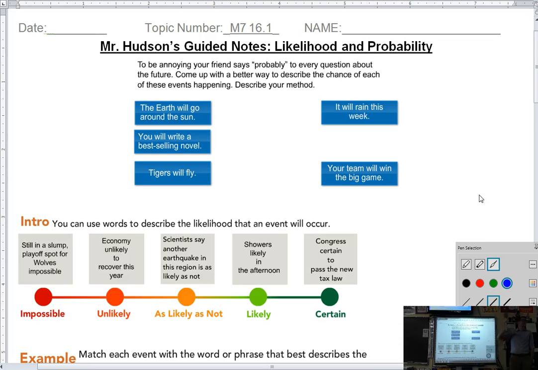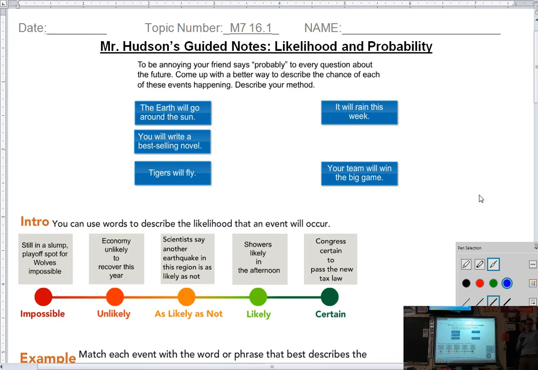100%. When we talk about probabilities, we almost always talk in rate form, so we either use the fraction or the percent. So, what is the probability the Earth will go around the sun, or you will write a best-selling novel, or tigers will fly, or it will rain this week, or your team will win the big game? So, your friend says probably to all of these. Can we use better words?